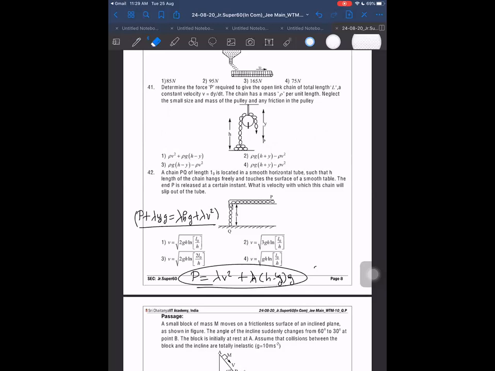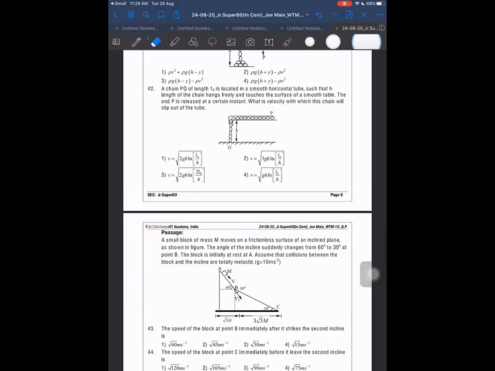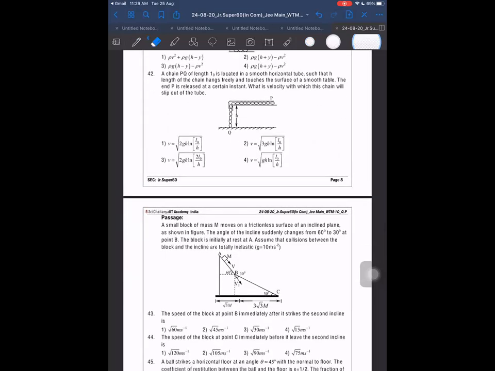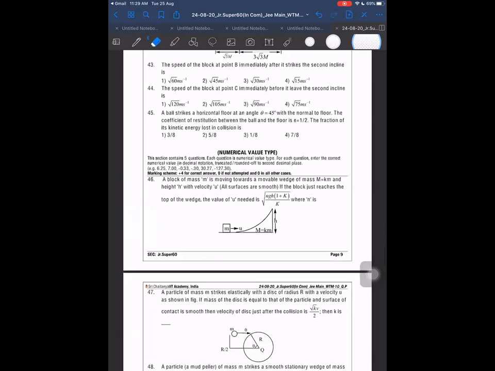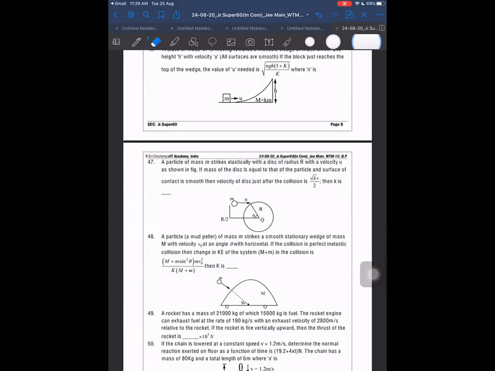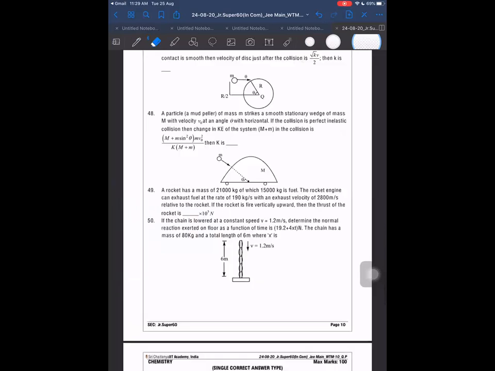Next. Question number 42. Then 43, 44, 45, 46, 47, 48, 49, 50. No doubts? Somebody is asking 48.